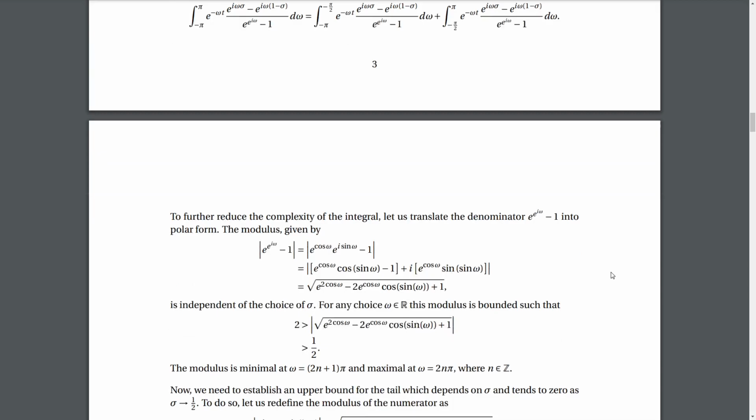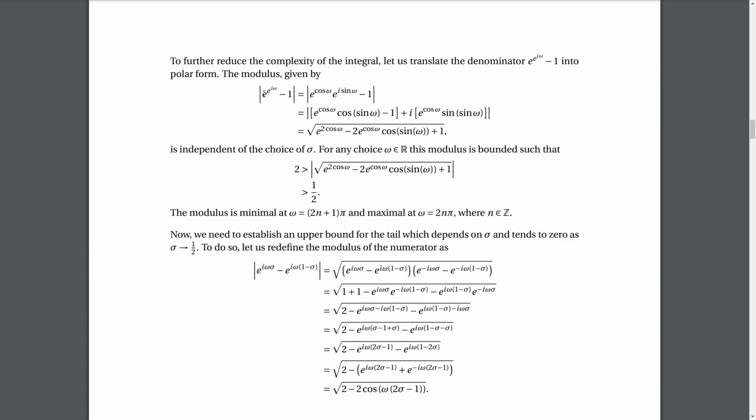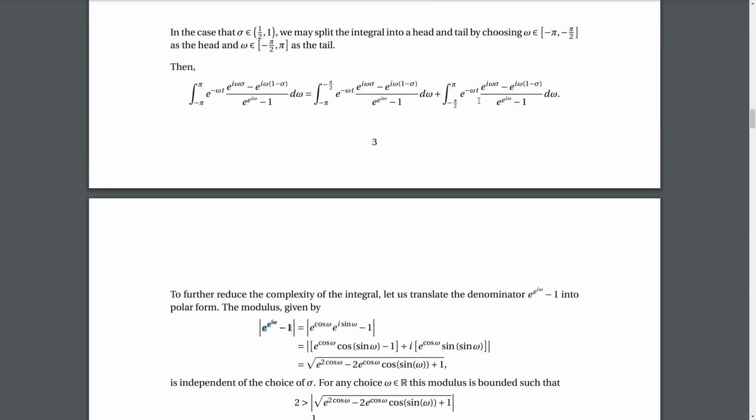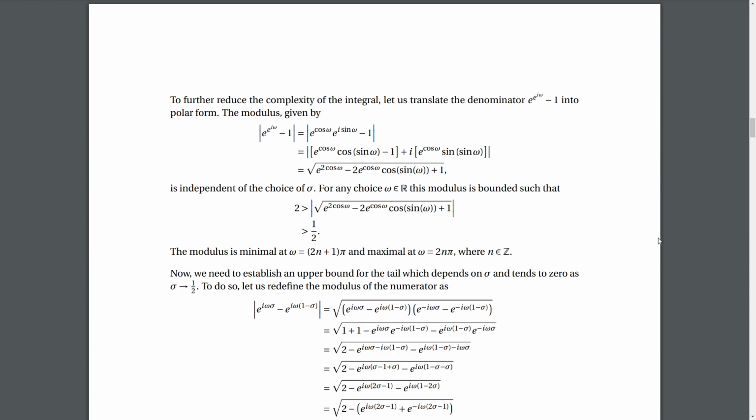So this is the story of the denominator. We have e to the I omega minus 1, and we just consider the modulus, because we're trying to find some upper bound for this tail. We don't have to be too strict with it, but we do need something that depends on sigma so we can do this memorable limit at the end. Whenever we're creating the upper bound, the modulus can be really loose.